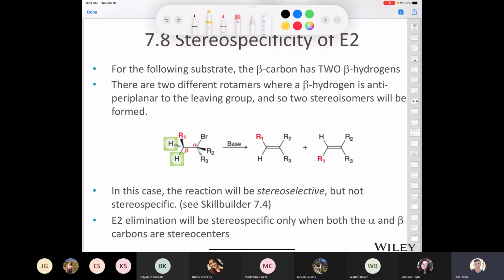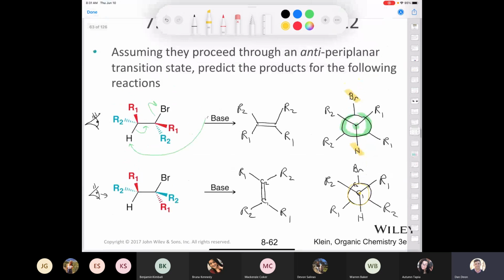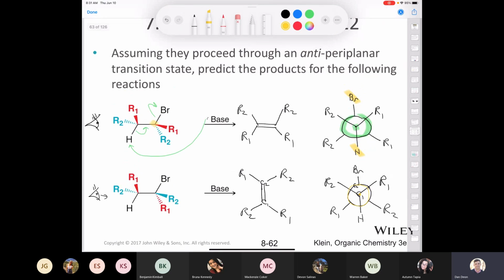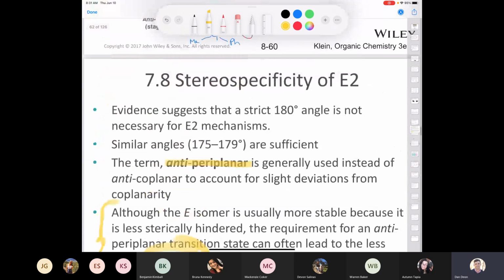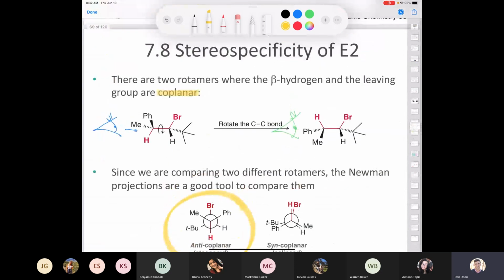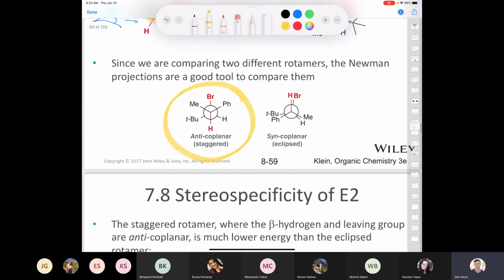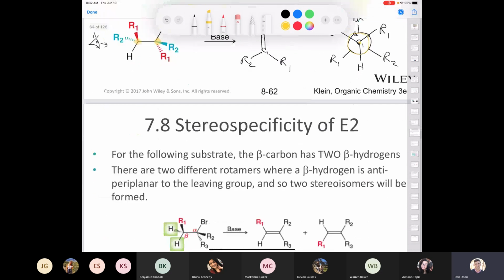So again, the whole idea of stereospecificity, of having to draw a Newman projection and all that stuff, only happens when both the alpha and beta carbons are stereocenters. And if you don't believe me, go back here. You see that this is a stereocenter, this is a stereocenter, so is this, so is this. If we go back, where was our example? You see that this is a stereocenter, this is a stereocenter. So that's when you have to worry about stereospecificity.